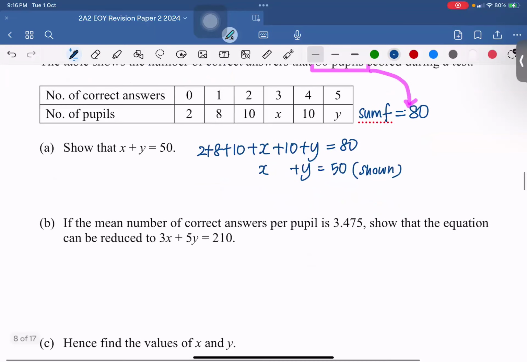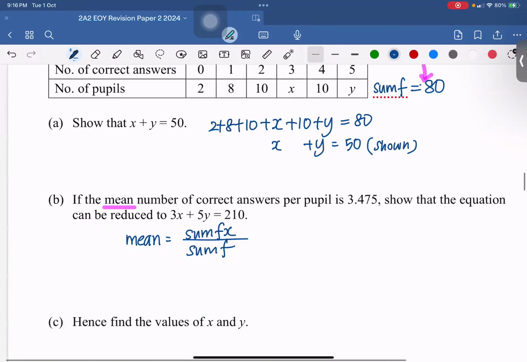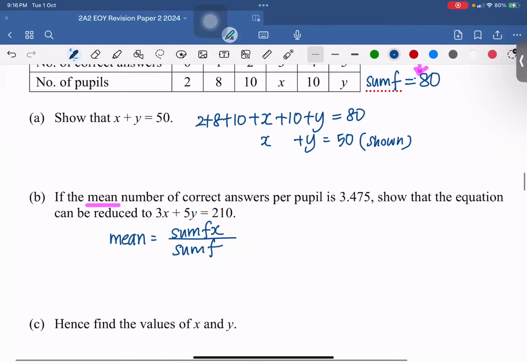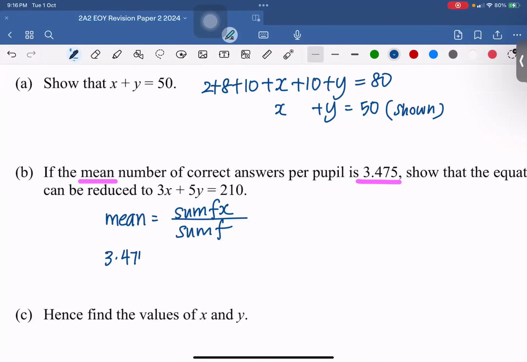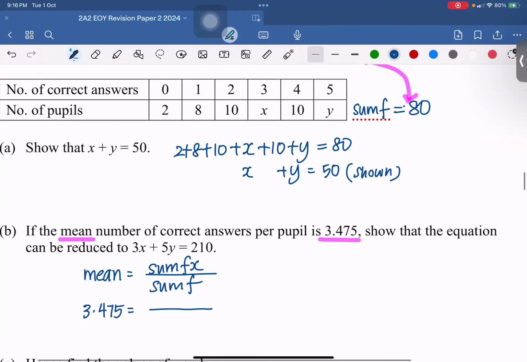Next one, the question gives you the mean. What is the formula for mean again? Add everything, then divide by the number of people, so over sum f. Ryan, you're wrong. Okay, so the mean is what number? 3.475. But am I going to use the algebra or the number? Which one is easier? Number. Yeah, I'm going to use the number.